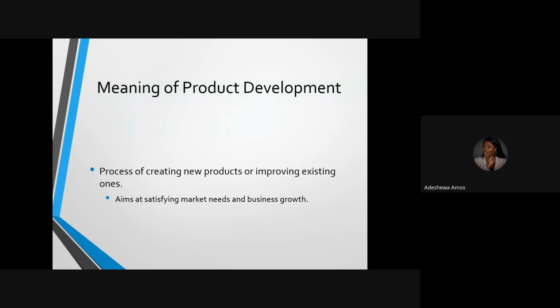We know that there are the needs of customers, which is what we've been talking about since we started this class. It's important to satisfy the needs of our customers. So when you create new products, or improve on the existing ones, at the end of the day, you are doing this so that your customer will be satisfied and your business will grow.